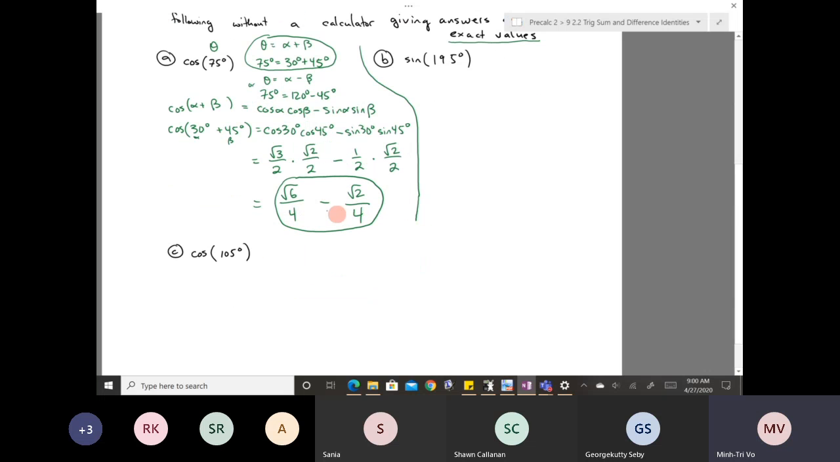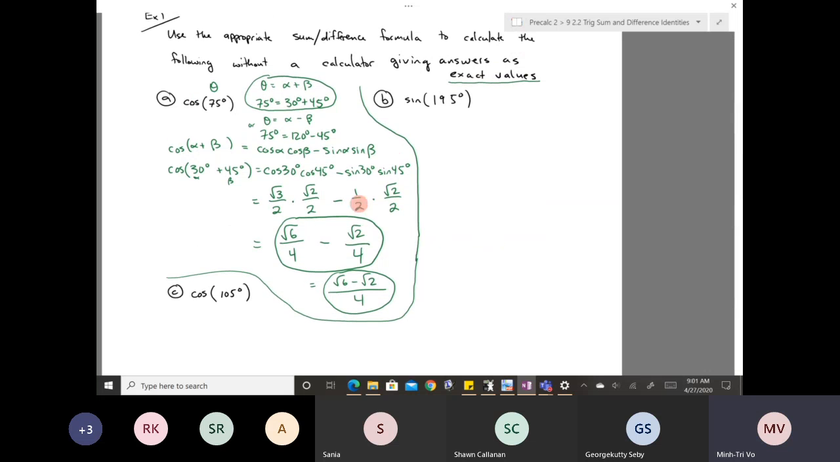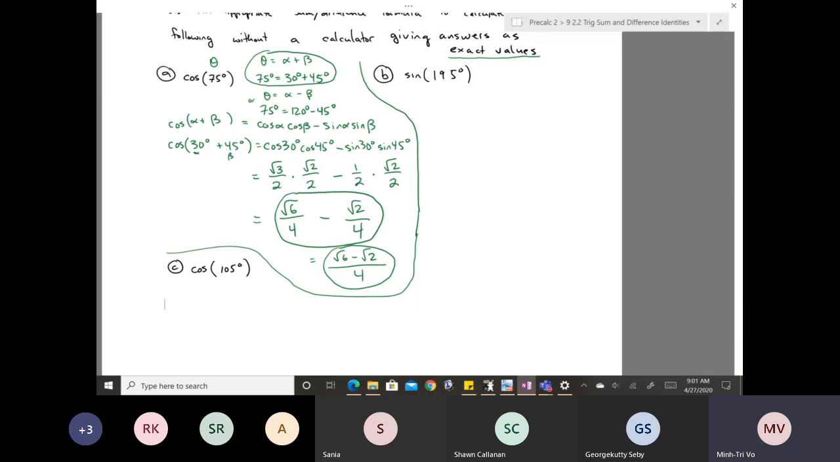I mean, you can, because they have the same denominator. You can write it like this: square root of 6 minus square root of 2 as a single fraction. But you really can't simplify it, and you can't combine the two radicals, at least if you want to give the answer as an exact value. Otherwise, you would just put it into a calculator and get an approximate answer.